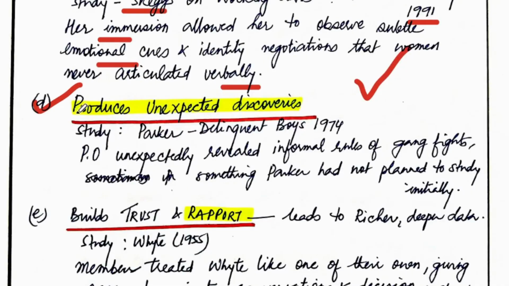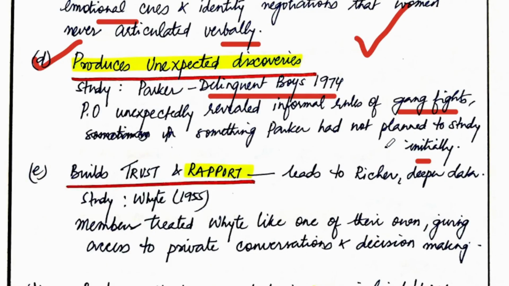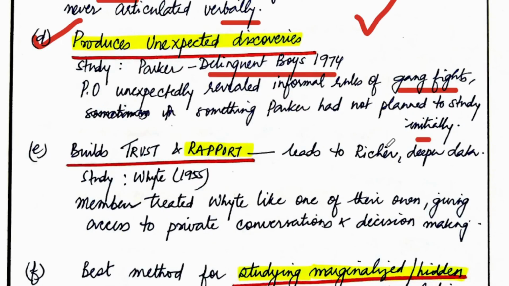Next, participant observation can also produce unexpected discoveries. A classic study demonstrating this is Parker's study of delinquent boys in 1974. Participant observation unexpectedly revealed the informal rules of gang fights, something Parker had not planned to study initially. The method allowed him to see hidden social patterns that only emerge in natural settings.